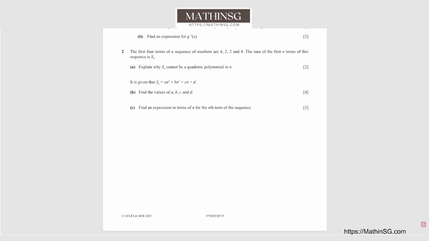Let's go through question 2 together. Question 2 is a system of linear equations type of question. In question 2, you're given that the first 4 terms of the sequence of numbers are 4, 2, 2, and 4. The sum of the first n terms of the sequence is Sn. Explain why Sn cannot be a quadratic polynomial in n.